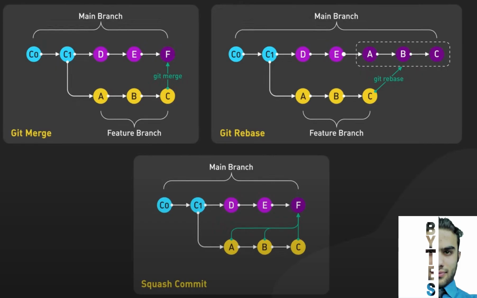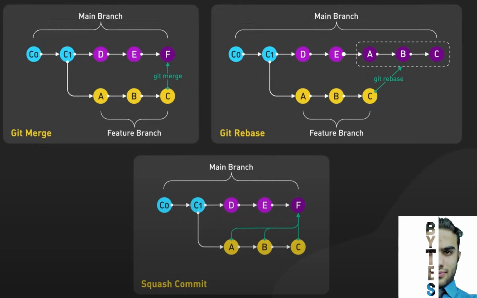So let's make a summary. The history: in merge, it keeps full history and a merge commit. In rebase, it rewrites history for a cleaner line. And in squash commit, it combines commits into one. Clean? In merge, not really, extra merge commits. In rebase and squash commit, they are both very clean.